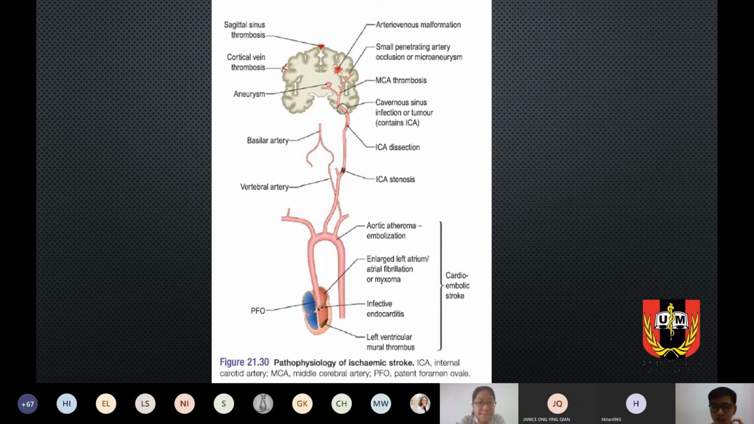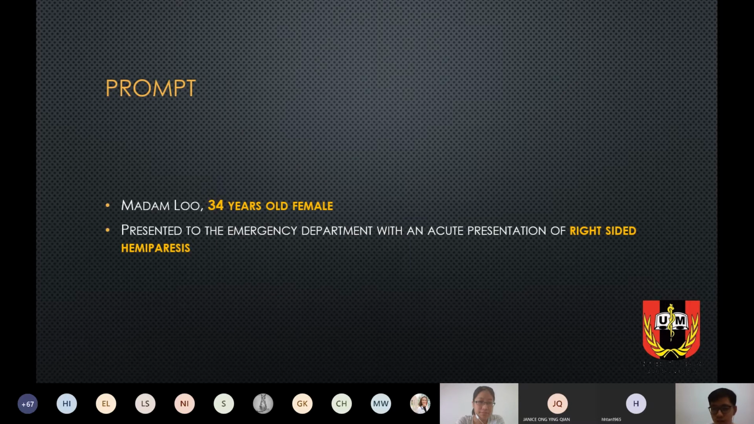Okay. So I think that should be all. Then I think we can just move on to the next. Okay, so we've now gone into the prompt. So I'll just read the prompt aloud lah.